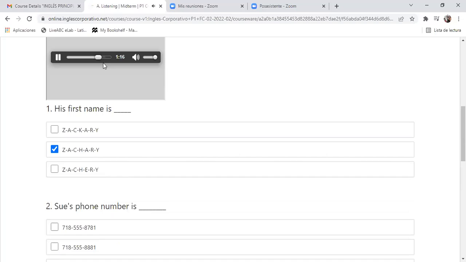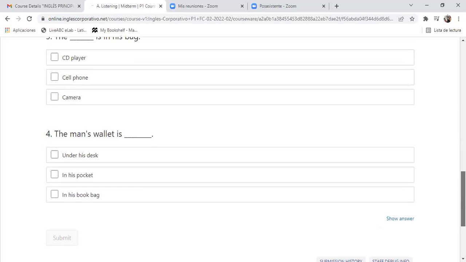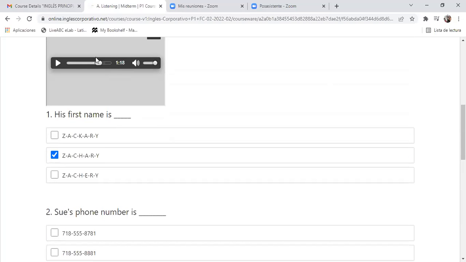Oh, a camera. Nice. What is in his bag? The third one. It's a camera. Yes, correct. Now let's see the fourth one. Where is the wallet? His wallet.